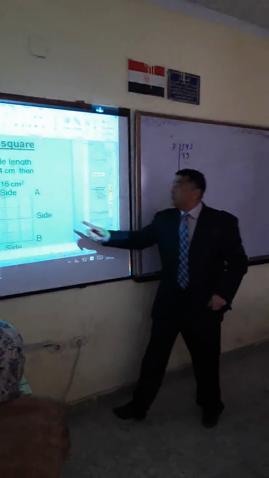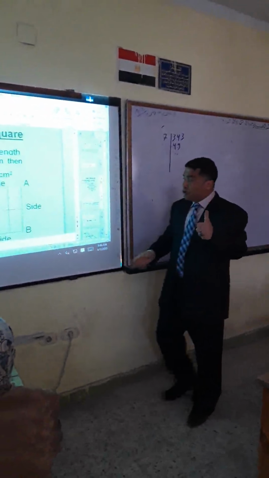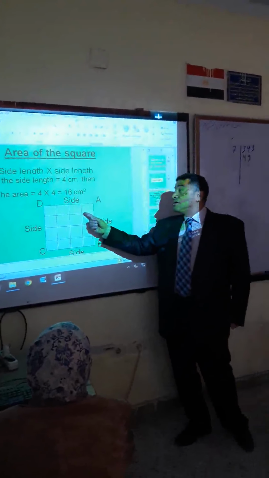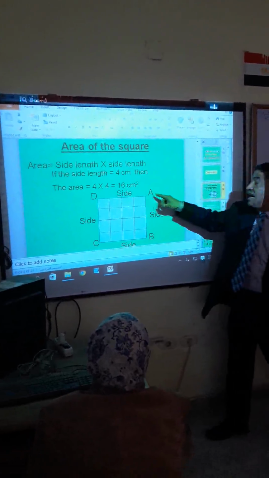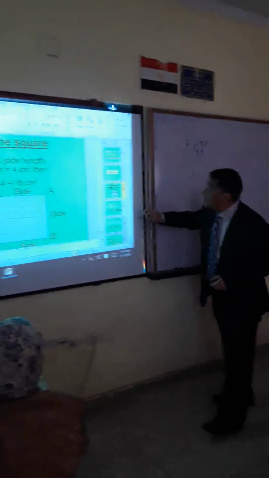First method, side times side, 4 times 4, 16. Second method, the number of units area, or area units. The number of units area is the number of small squares, whose side length equals 1 centimeter, that the big square contains.